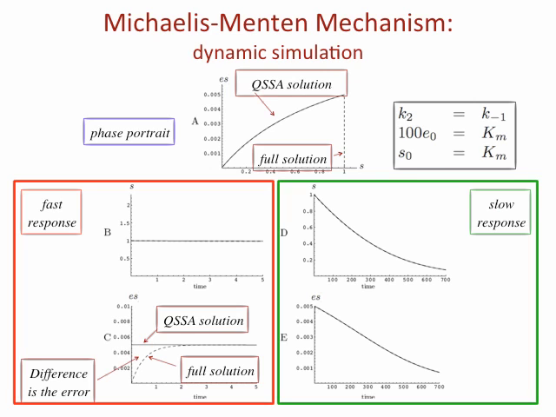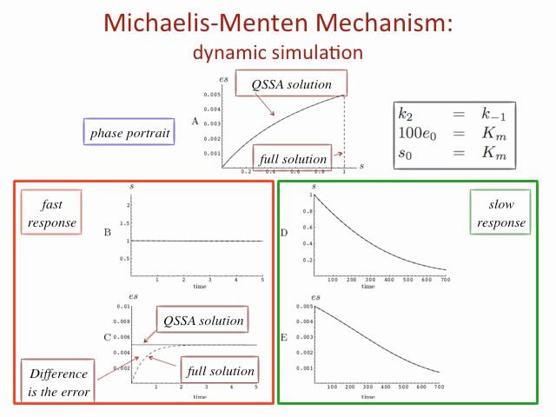The top plot is a phase plane of S versus ES, the complex, and we start with substrate and no complex. So we start at the point 1, 0 in that phase portrait. The dashed line shows the full solution that moves very rapidly vertically away from that initial condition towards that black line, that solid line, which is the quasi-steady state solution, and then moves along it into the origin. At time infinity, all the substrate has been converted to product because of the irreversible reaction in the reaction mechanism.